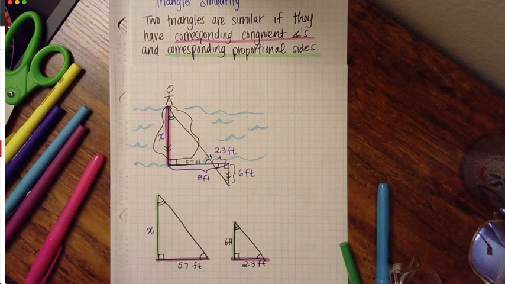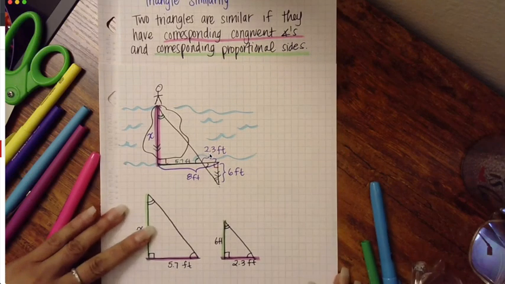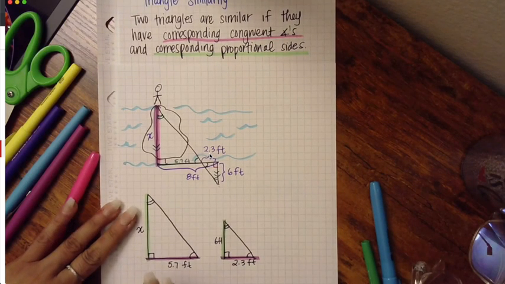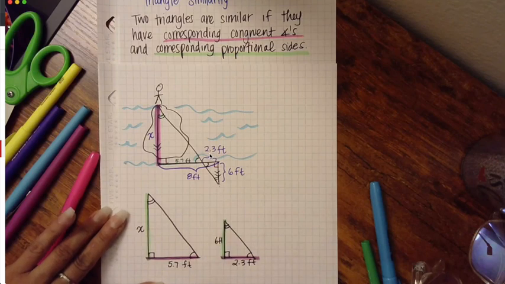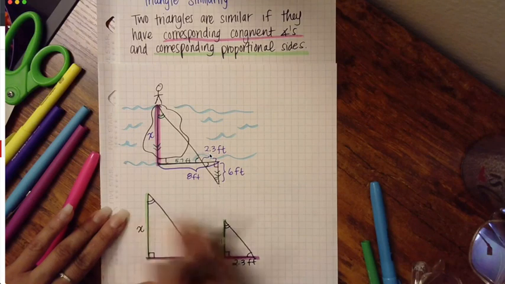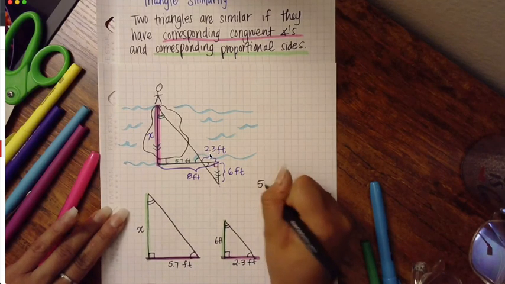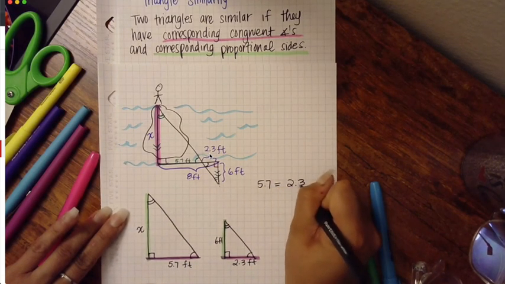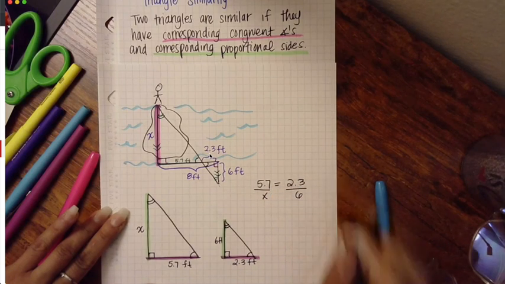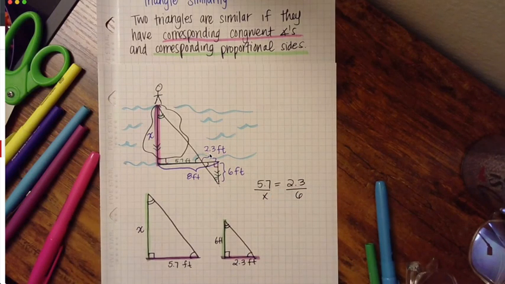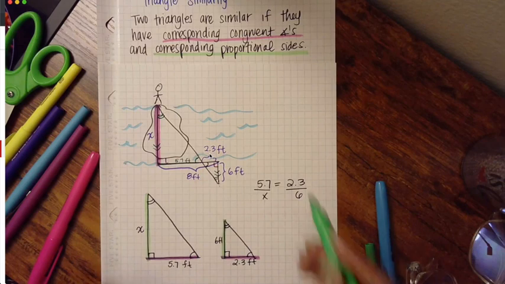I'm now going to create a ratio for this. So the ratio is always going to go, this guy corresponds to this guy on the other one, as this one corresponds to this one on the other one. And so if I start with the bigger one to the little one, I also have to do that for the next relationship. So watch what I'm going to do. 5.7 is to 2.3 as x is to 6. So that little proportional relationship is going to give me the missing value for x.